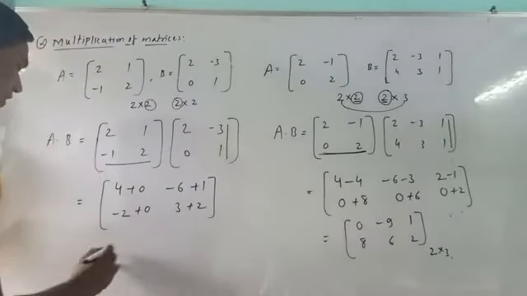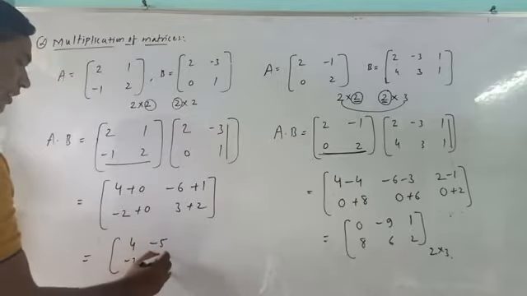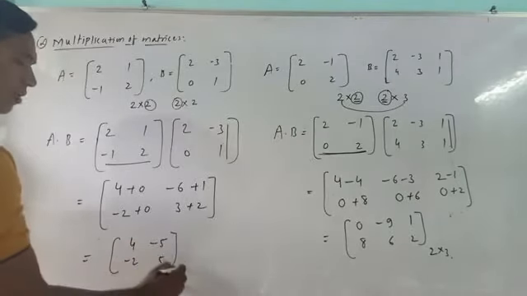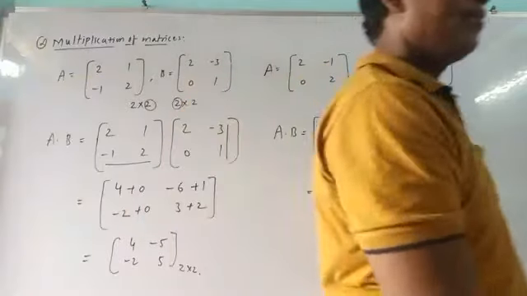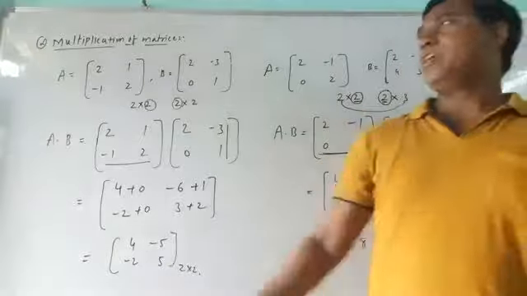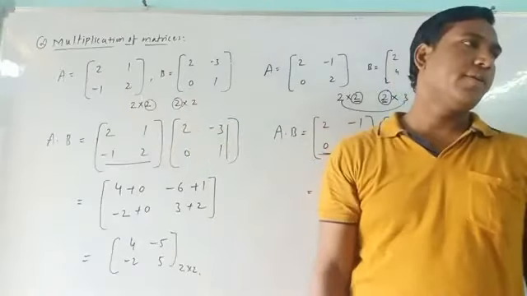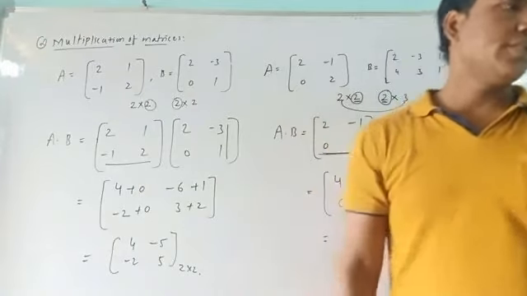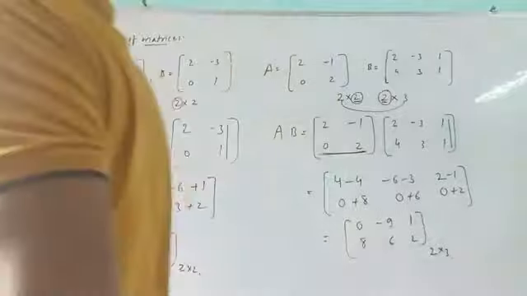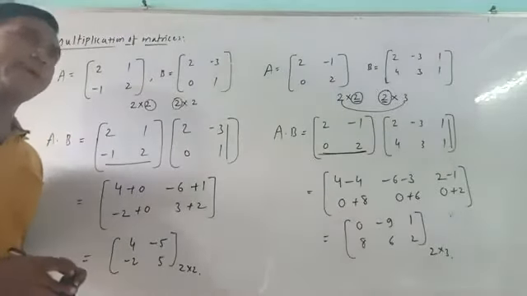Now, what is the answer here? 4 minus 5, minus 2, and then minus 3 plus 2 is minus 1. And what is the order of the matrix? 2 by 2. Finish. Is that clear? How to multiply, if there is a square matrix of order 2 by 2. This is very important. Right? Clear? And now we extend this idea to two matrices of order 3 by 3.